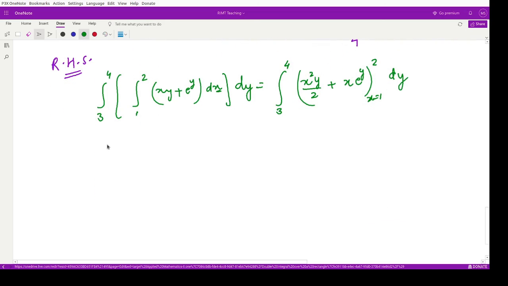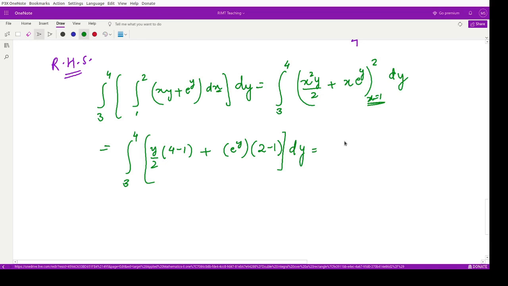So now we can substitute the limits. It would be the integration from 3 to 4 of y by 2, and we have to substitute the limits of x only, so it would be 4 minus 1, plus e to the power y as such, and then the limits of x, they are 2 minus 1. And the integration is with respect to y. You can simplify this. So you have 3y by 2 plus e to the power y, and we have to perform this integration with respect to y.